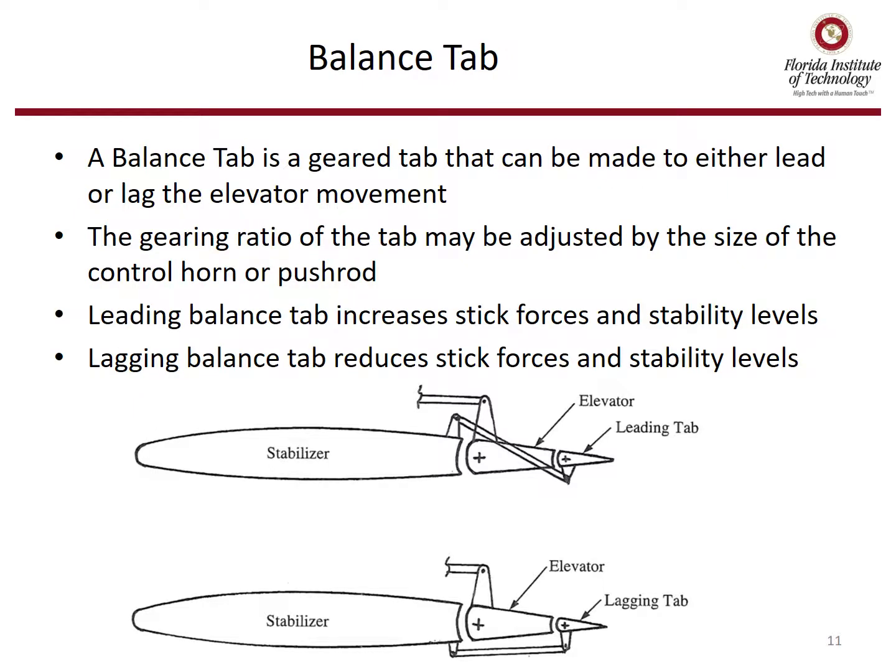A balance tab is a geared tab that can be made to either lead or lag the elevator movement. The gearing ratio of the tab may be adjusted by the size of the control horn or the push rod. Leading balance tabs increase stick forces and stability levels. Lagging balance tabs reduce stick forces and also reduce stability levels.